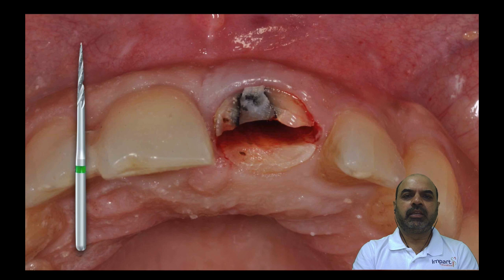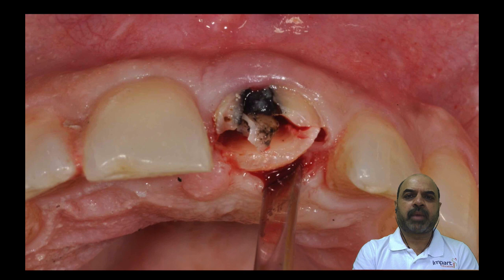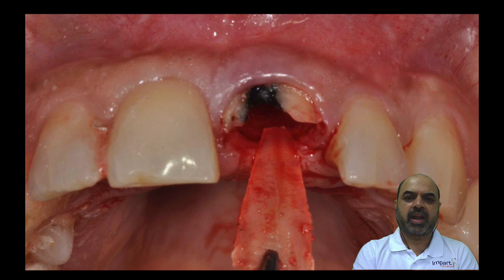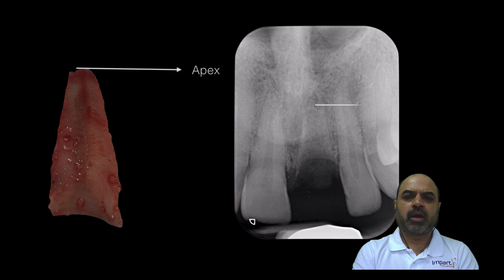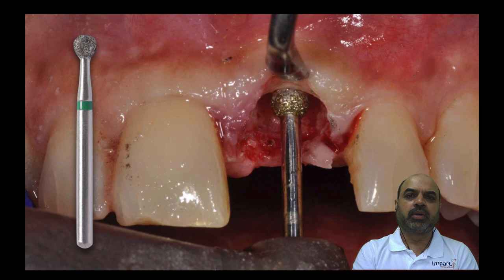Then using long shank burrs like this, after measuring the root length, we go all the way down to the apex and create a section wherein you divide this root into a labial section and a palatal section. Following that, the palatal part of the root is extracted. That's the extraction of the palatal fragment, keeping the labial absolutely intact. So all the way down to the apex. This can be verified by taking a radiograph to ensure that the apex of the root has been completely eliminated. If not, you can use the round burr like this and go down the root all the way to the apex and drill out the apical contents.